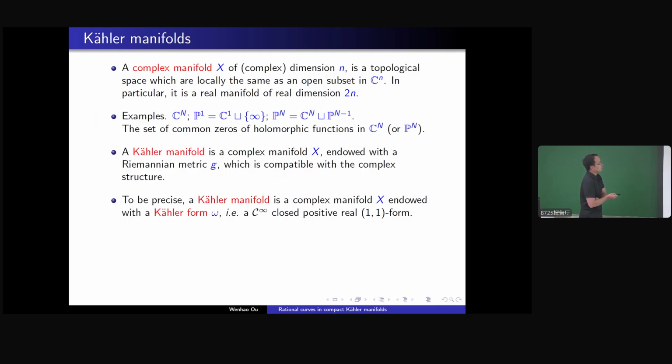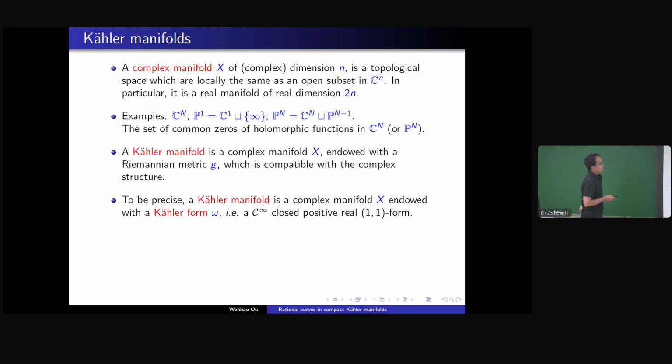Now, a Kaehler manifold is the extension of the notion of Riemannian manifold. A Kaehler manifold is a complex manifold X endowed with a Riemannian metric g. And we require this Riemannian metric to have very good compatibility with the complex structure of X.